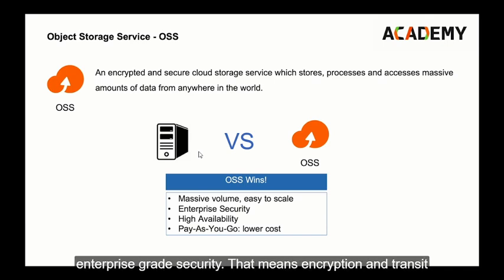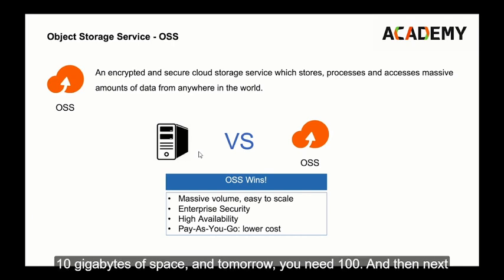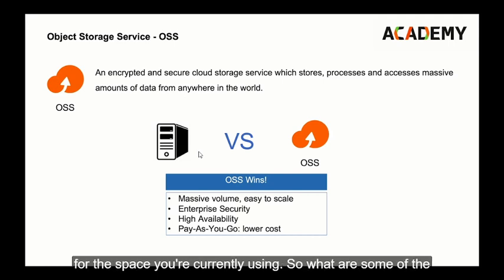You get enterprise-grade security. That means encryption in transit, encryption for files at rest. You get high availability. This is the same system we use internally for a lot of data storage at Alibaba. So we maintain its availability. It's a very high availability service, and it's pay as you go. If today you need 10 gigabytes of space, and tomorrow you need 100, and then next month you only need 10 gigabytes again, no problem. You pay only for the space you're currently using.